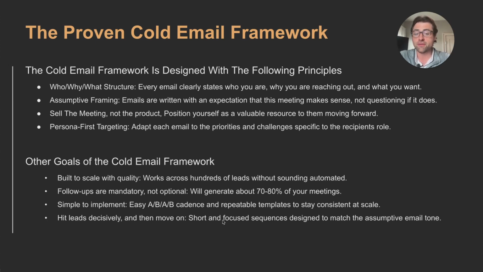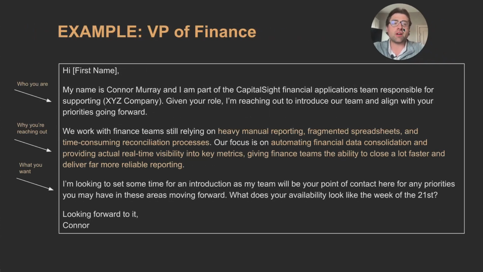I want short and focused sequences designed to match the assumptive nature of the email. So hit them hard, move on, and then you can circle back on lists a lot quicker than you think. You actually only need to wait about 6 to 8 weeks. You can even do it sooner if you want. But now I want to show you an example of a very basic template and what this can look like.